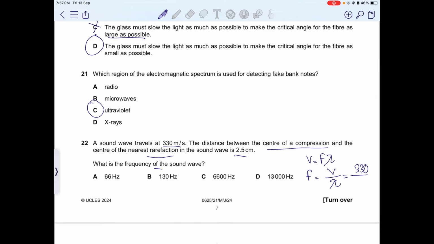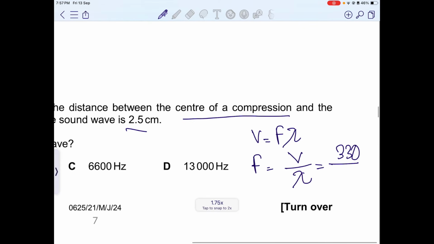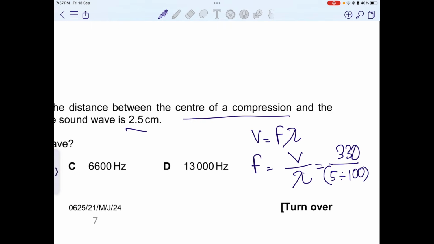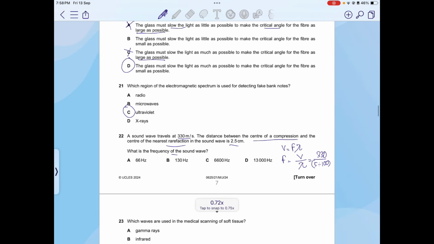But now here you see that the distance 2.5 is between the center of compression and rarefaction. Whenever we want the wavelength, it should be center of compression to center of compression, or center of rarefaction to center of rarefaction. So this is basically half the wavelength. So we'll double 2.5, which gives us 5. Since it's in centimeters, I would divide by 100 to give it in meters. Now simply put this in your calculator: 330 divided by 0.05. That gives me basically 6,600 hertz, so the option should be C, 22C.